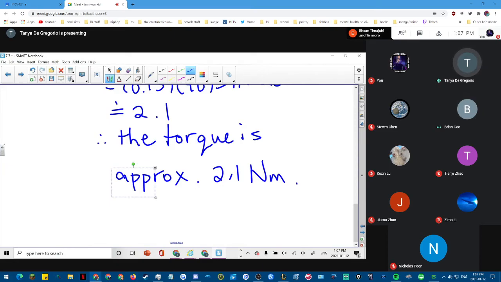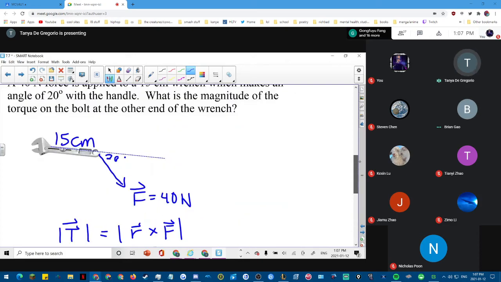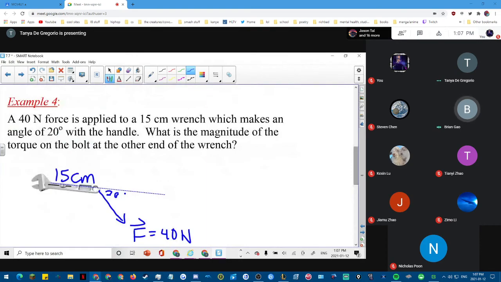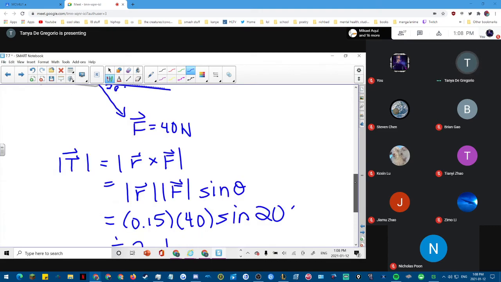Tell me, why is the angle 20 degrees instead of 160? It was given. It's telling us a 40 Newton force is applied to a 15 centimeter wrench, which makes an angle. The force makes an angle of 20 degrees with the handle. Do you see that? So all that we did here was we extended this line, which is the wrench, which is technically our horizontal, and then we made 20 degrees.